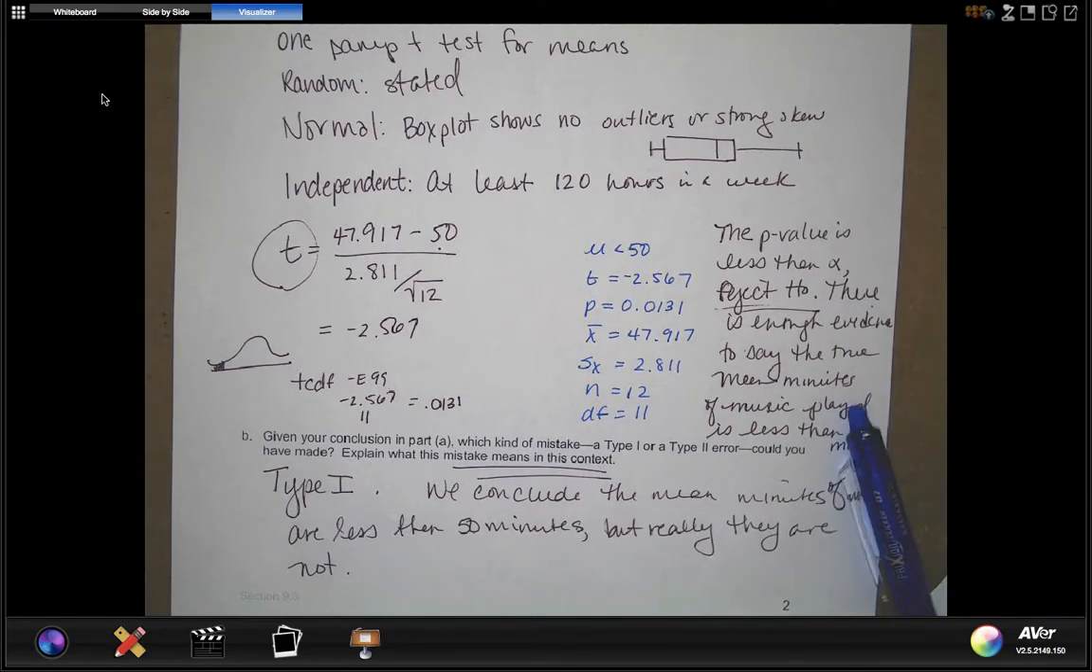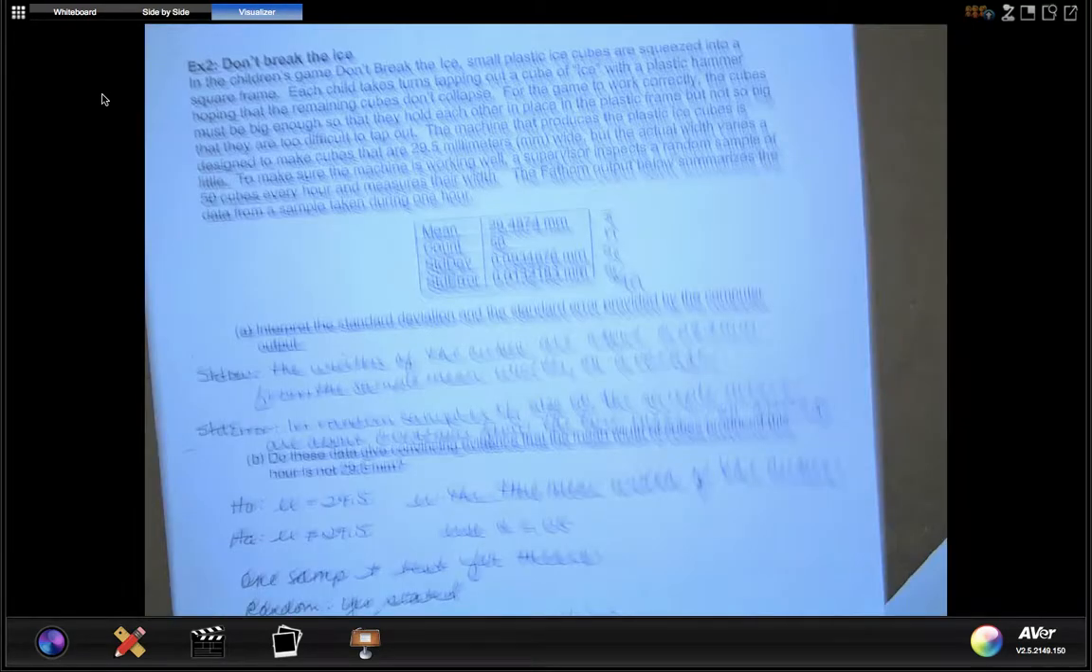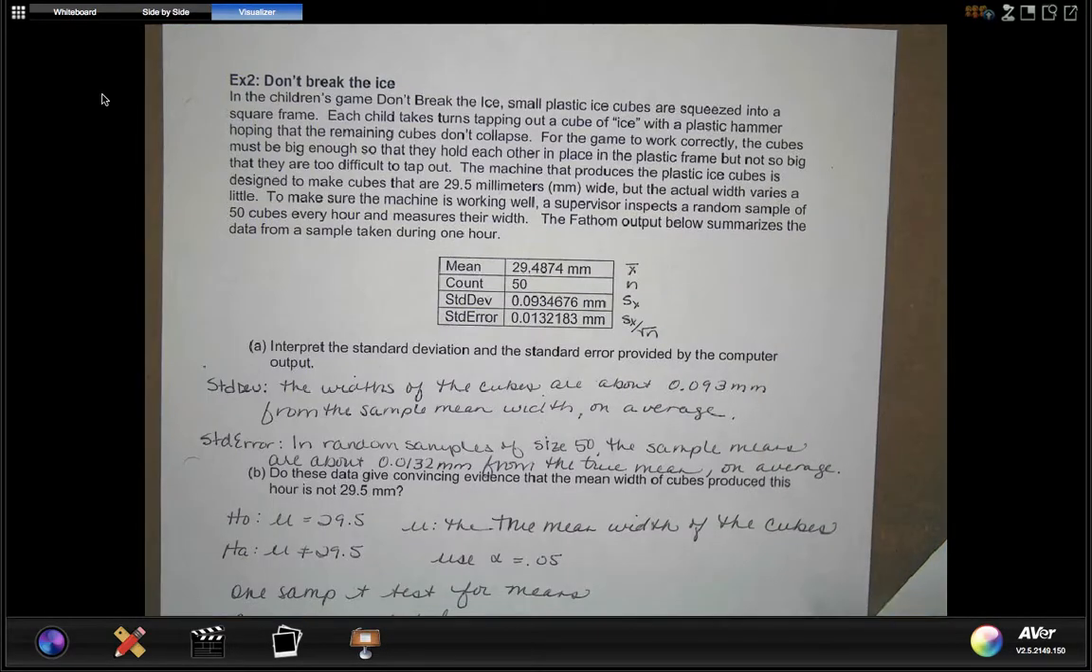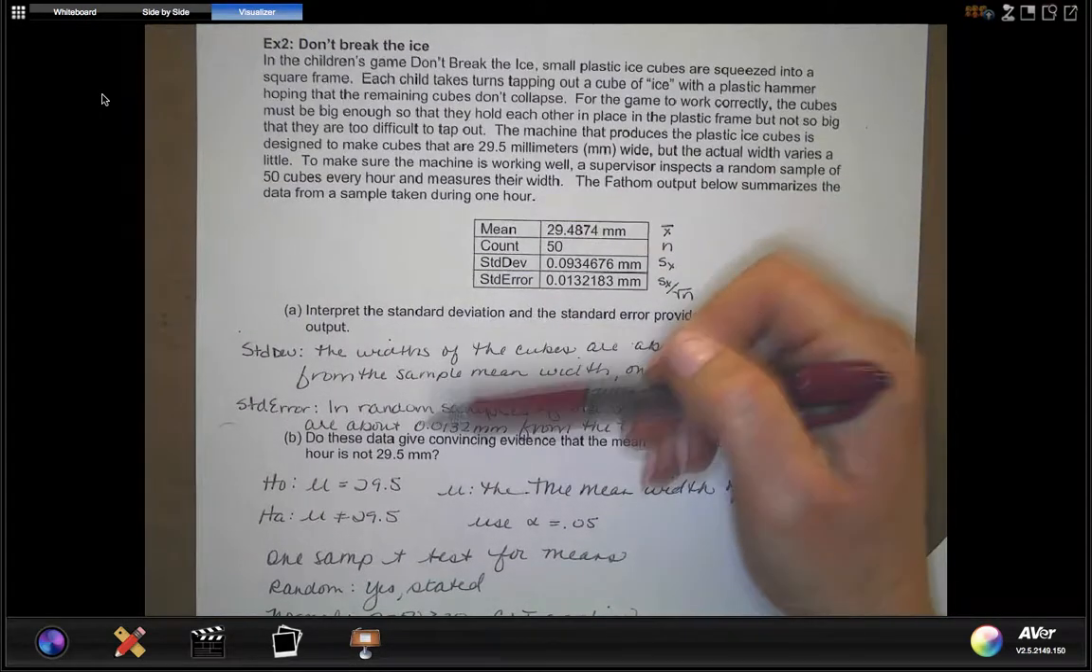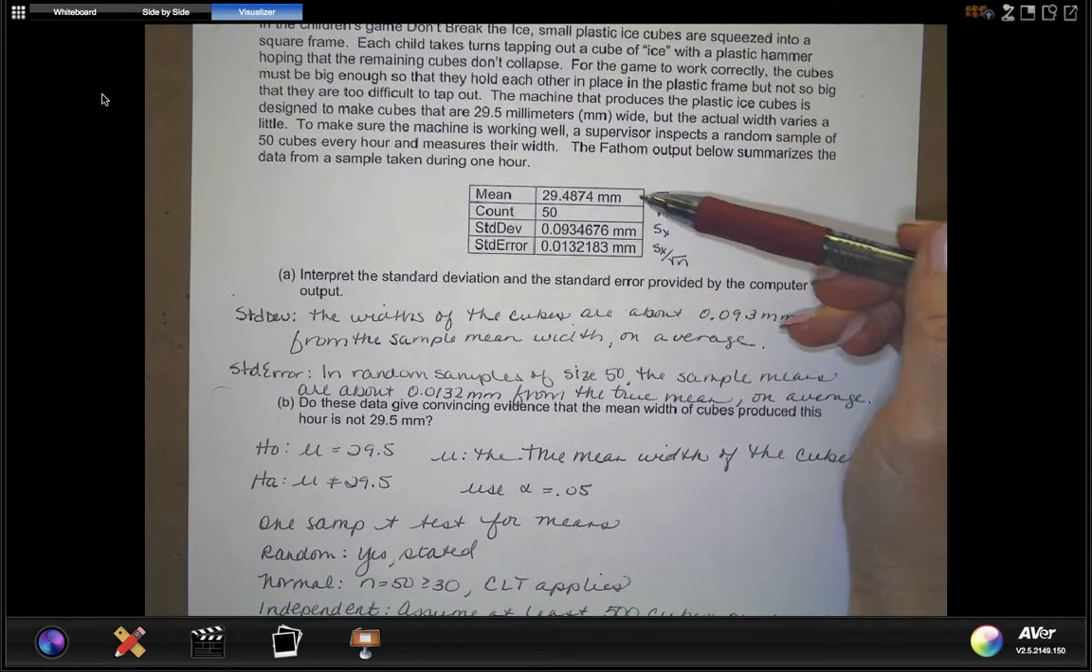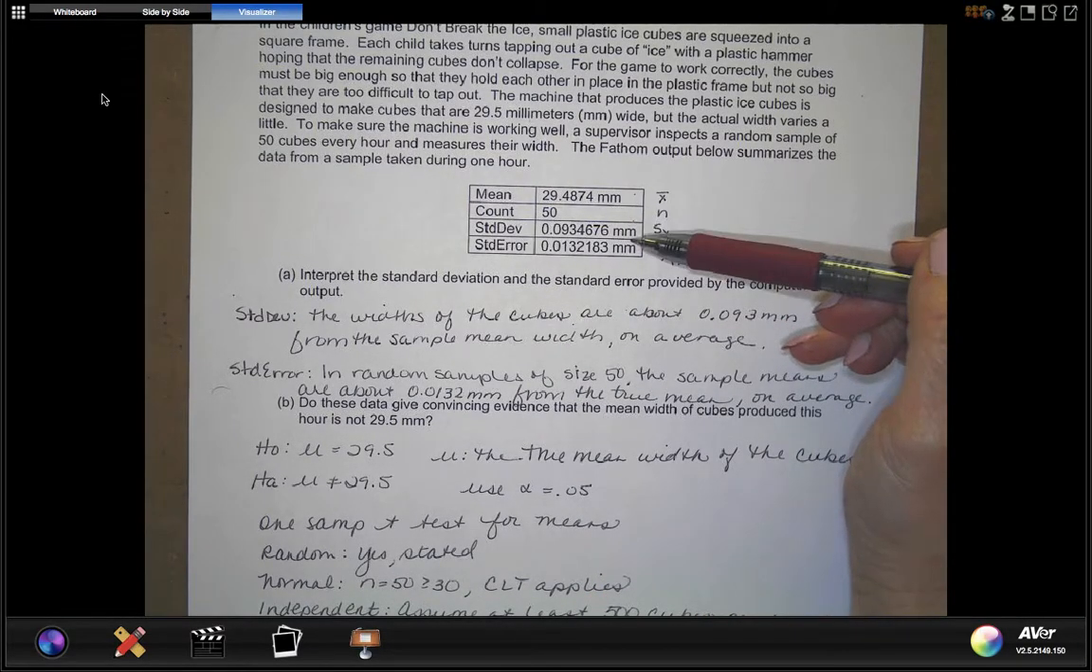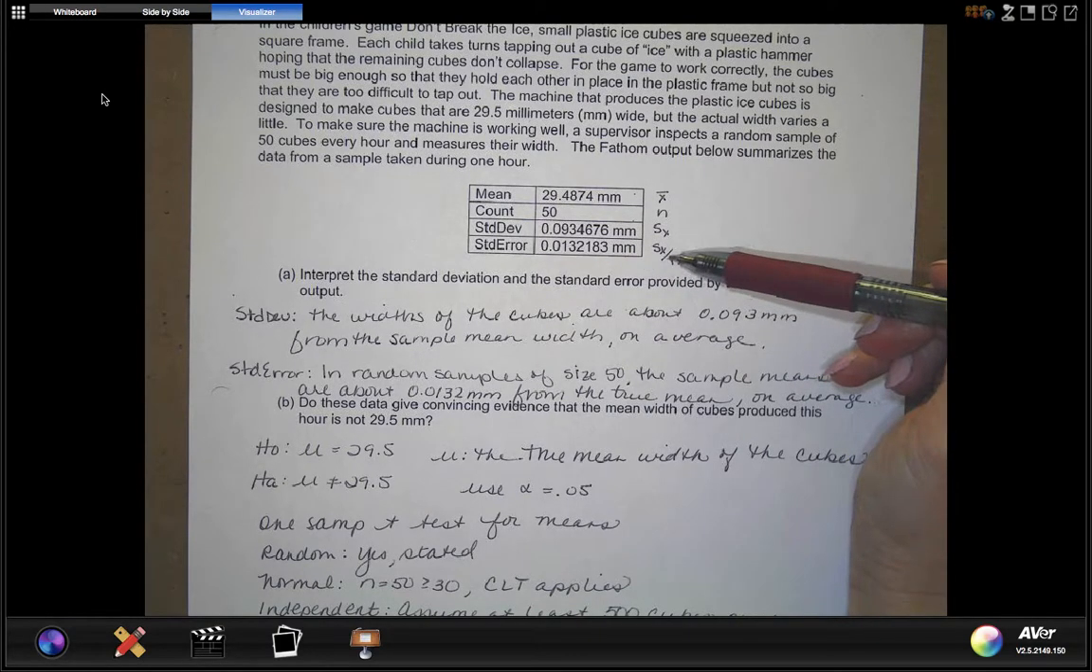All right, so pause the video and take a second to do the next example. All right, so on this next example, you might have some issues here with this part A. So let's just go over. This number is your sample mean. This is your count. This is your SX. This is your standard error. So your SX over the square root of n.